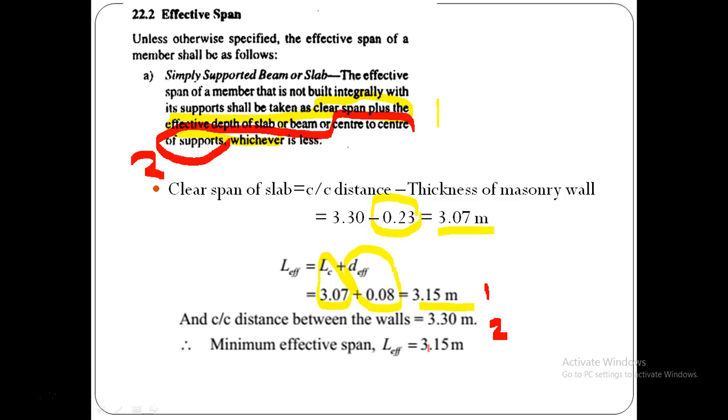This is according to IS 456-2000 clause number 22.2, which suggests what should be the effective span if not specified earlier. So final answer 3.15 meter.